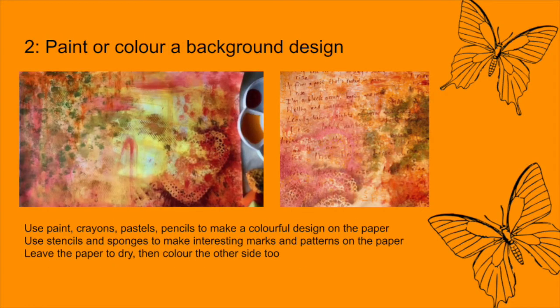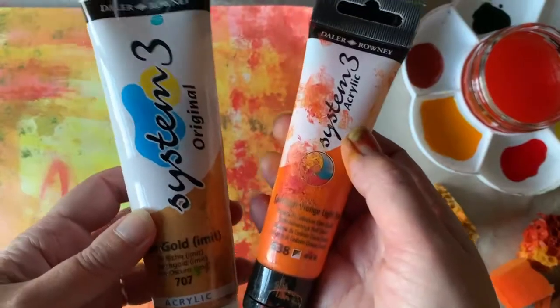Step 2. Paint or colour a background design. Use paint, crayons, pastels or pencils to make a colourful design on the paper. Use stencils and sponges to make interesting marks and patterns. Leave the paper to dry, then colour the other side too.